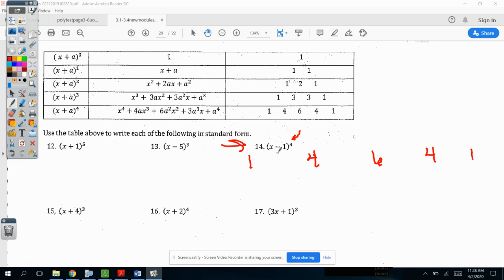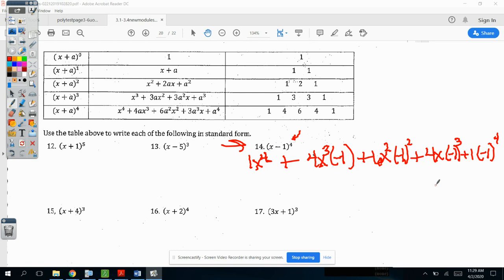Okay, and the rule is you take the first guy, x to the 4th, and you go down the hill. X cubed, x squared, x, and then it's gone. And now because of the -1, it's going to cause you some issues here. It's going to be -1 to the 4th, -1 to the 3rd, -1 squared, -1. And then you put your plus signs in between and you simplify. You're going to have oscillating signs here.